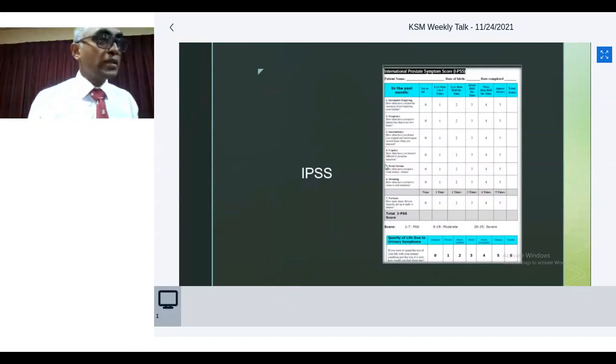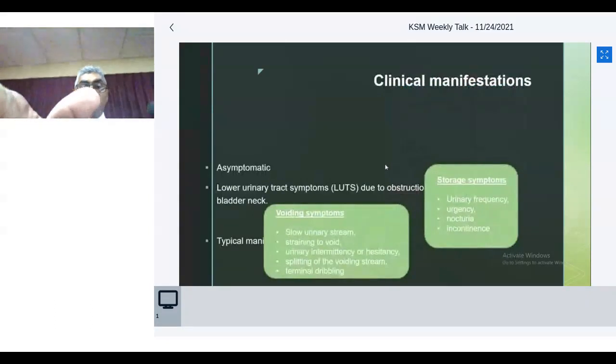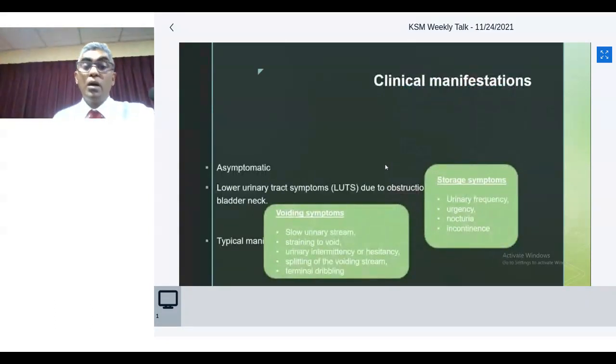So how do you assess these symptoms in our patients? It is using the International Prostate Symptom Score. It contains 8 parameters, including the quality of life, which are relevant to the famously known voiding and storage symptoms of lower urinary symptoms. What are voiding symptoms? They are slow urinary stream, straining to void, urinary intermittency or hesitancy, splitting of the voiding stream, or terminal dribbling. What are storage symptoms? Urinary frequency, urgency, nocturia, and incontinence.